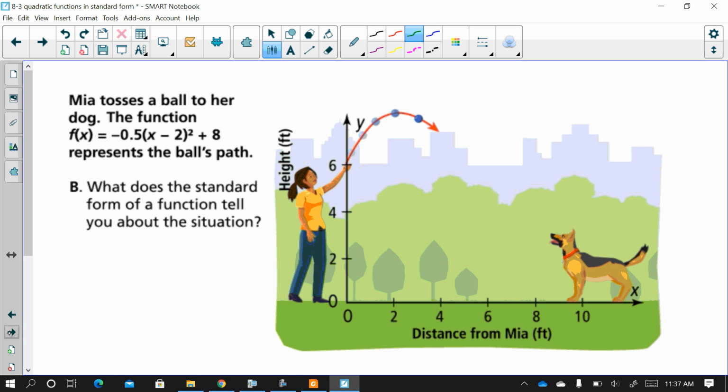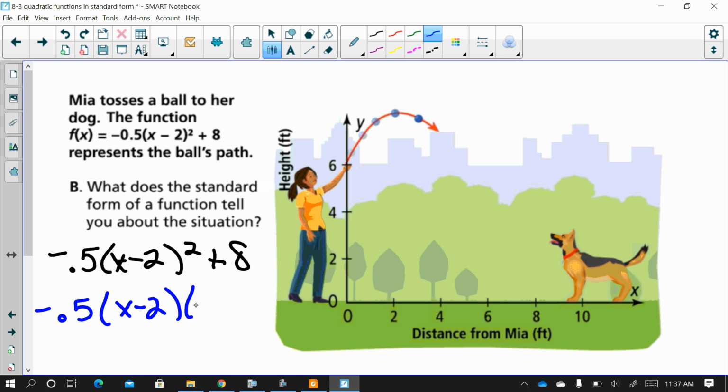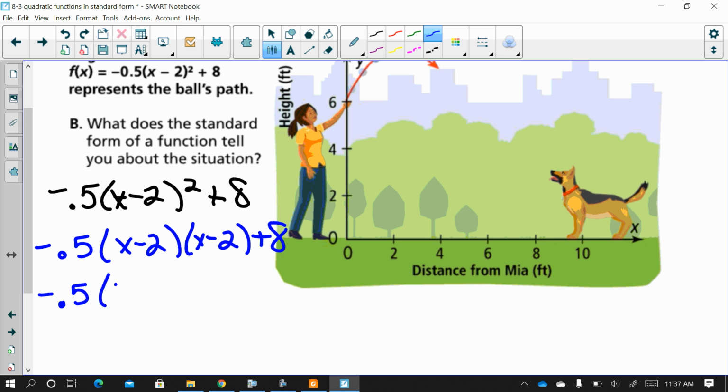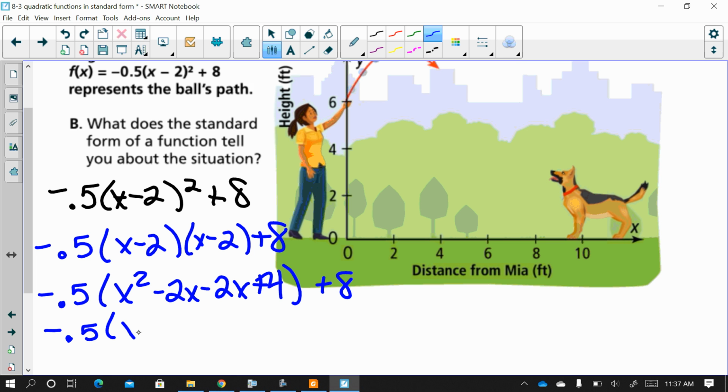Okay, let's compare it to standard form. Well, this is in vertex form. Let's change it to standard form. So we have to get rid of the parentheses. So let's do some order of operations. I have negative 0.5 times (x minus 2) squared plus 8. Well, I have to get rid of those exponents first. Remember, (x minus 2) squared is the same thing as (x minus 2) times (x minus 2). So we have to FOIL. So negative 0.5 times x squared minus 2x minus 2x plus 4, plus 8. Keep going. Negative 0.5 times x squared minus 4x plus 4, plus 8.